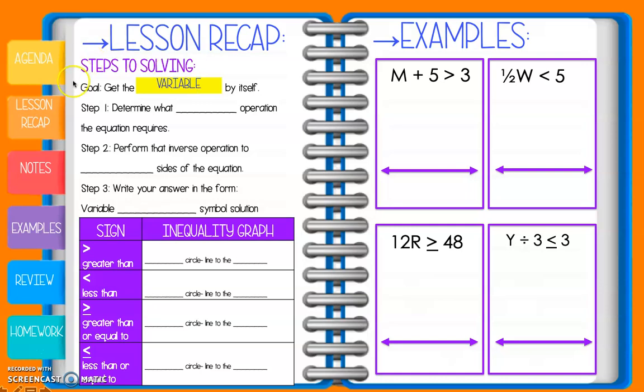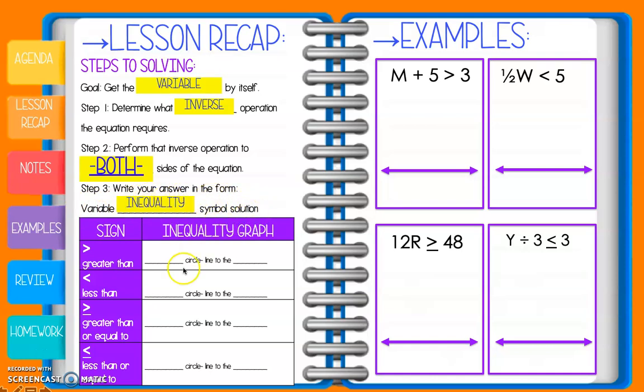Okay, so first, we're going to look at our inequality and determine what inverse operation it requires. We're going to perform that inverse operation on both sides, and then we're going to write our answer in the form variable, but instead of an equal sign, we're going to have the inequality symbol in the solution. So we talked about when we were graphing that the arrow followed the inequality sign if the variable is on the left. So we're always going to have our variable on the left, the inequality symbol in the middle, and the solution on the right.